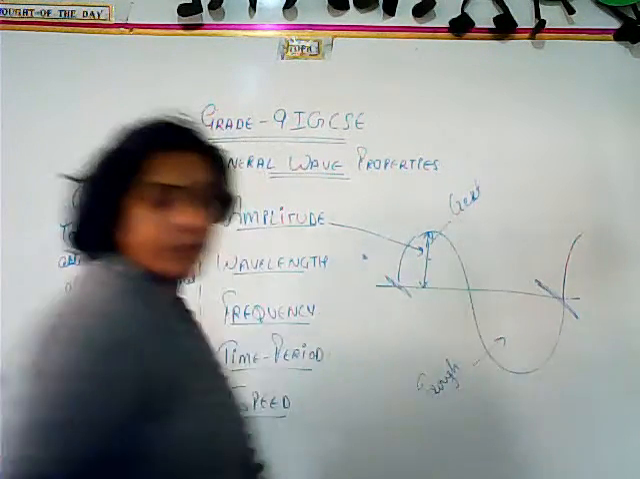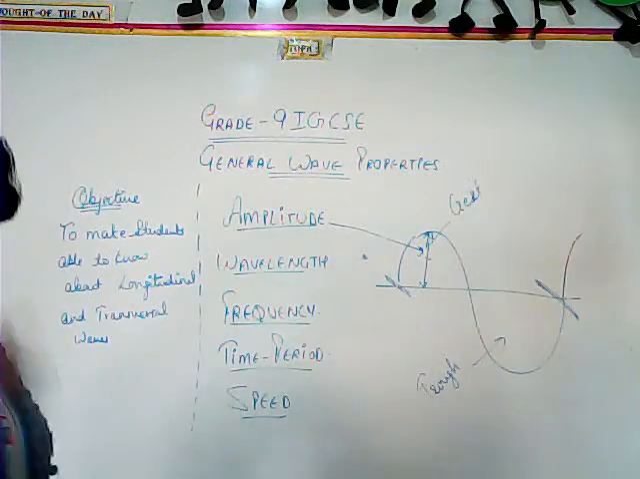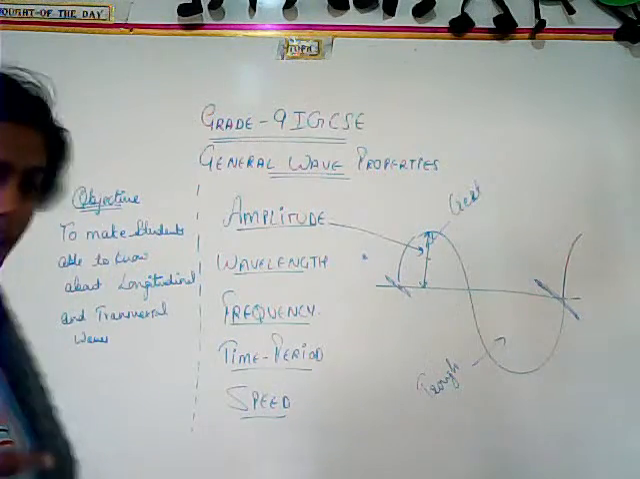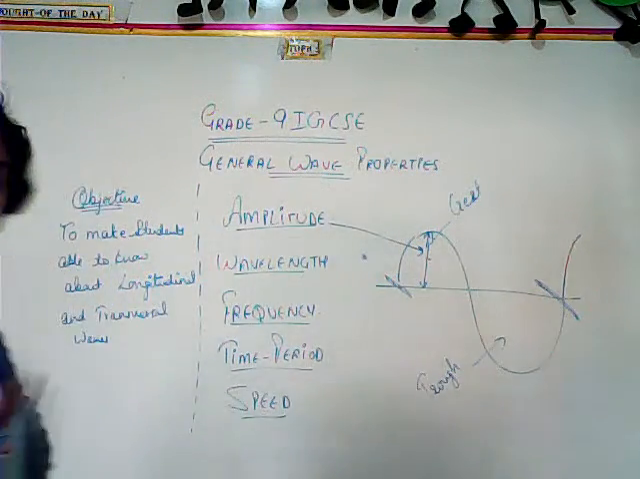This is your one wave. And the length of this is what is called your wavelength. Fine. You can have waves of many different kinds.